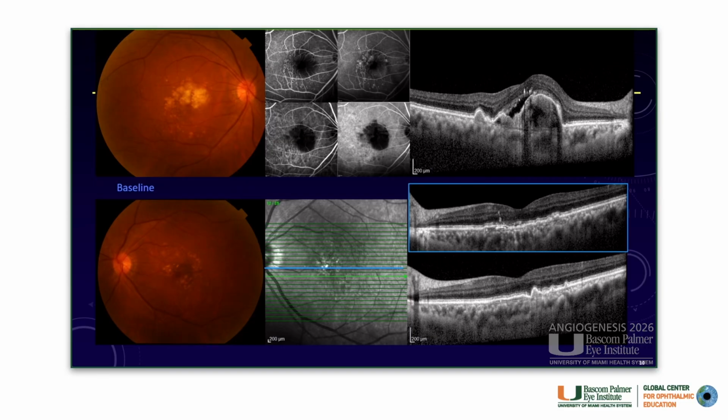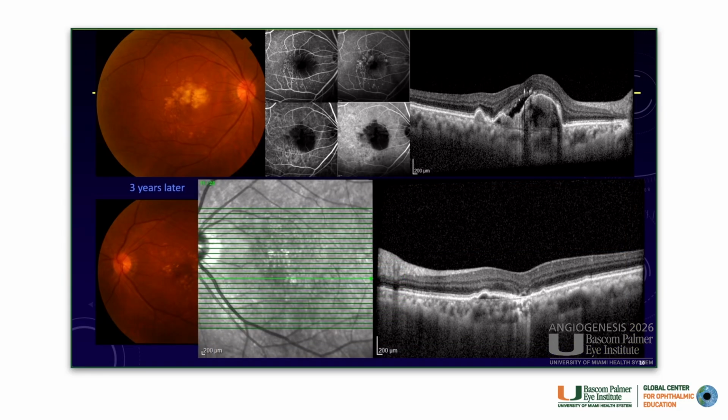Here are some examples. This patient had type 1 neovascularization in the right eye at baseline, and the other eye at baseline had drusen and double layer sign. We followed up over 3 years, and you can see the development of a patch of C-RORA in the left eye.